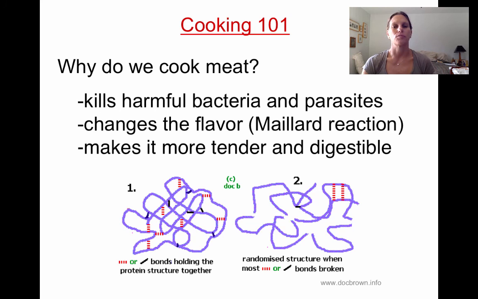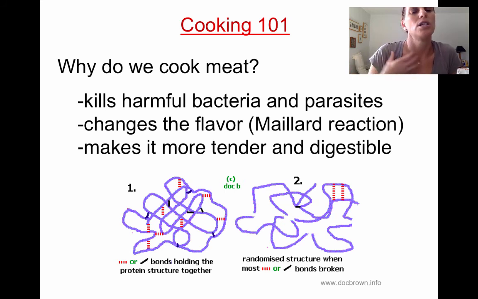All right, so here's another thing in terms of what happens with temperature and meat and protein, right? The question: why do we cook meat? Well, the obvious thing is cooking will kill things that are potentially infectious, like bacteria and parasites, pardon me. It also changes the flavor.